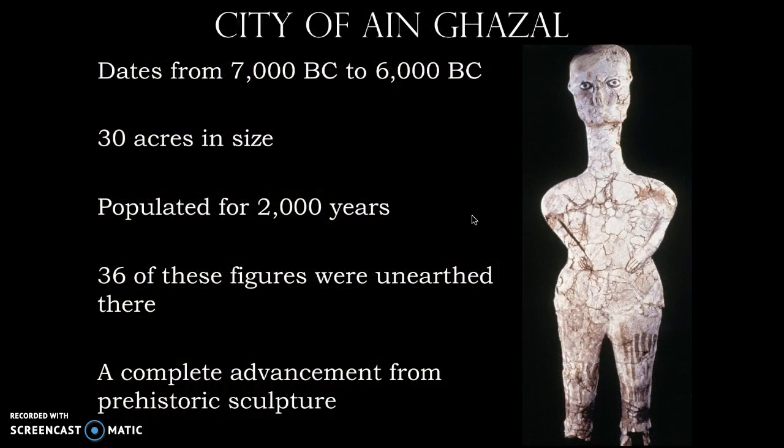Another city that we have is Ein Ghazal. I don't have any pictures of the city to show you, but what's really incredible are the artifacts that are found there. The city dates from 7000 to 6000 BC, roughly 30 acres in size, so 5 times as big as Jericho. It was populated for 2000 years. The figure at the right is one of 36 figures unearthed from this city. Now, the book will tell you 30, but there were 6 more unearthed recently. It's a complete advancement from prehistoric sculpture, and we'll talk about that in just a moment.